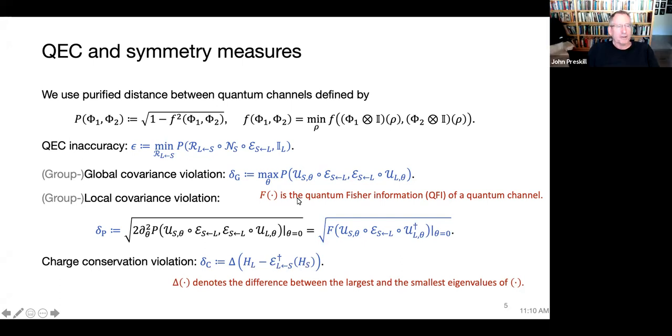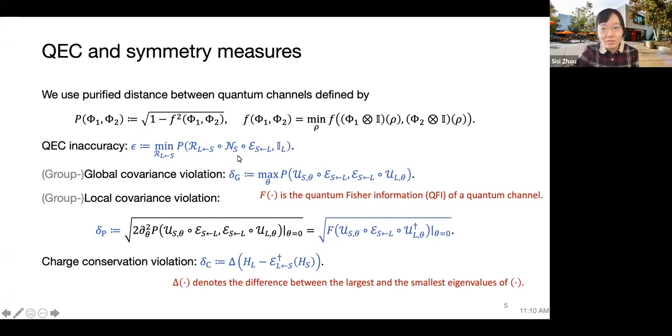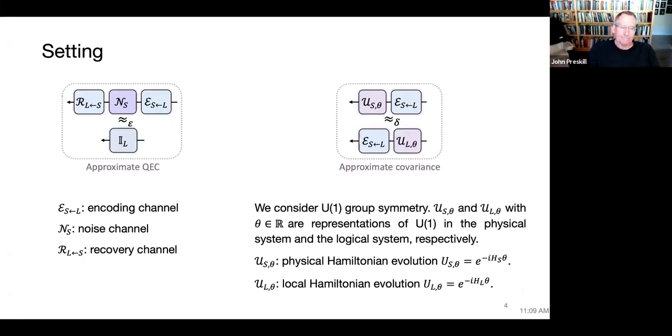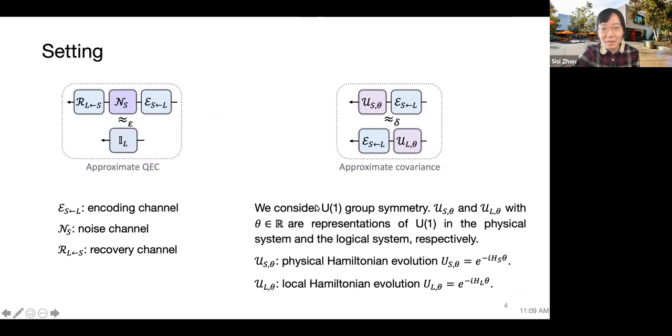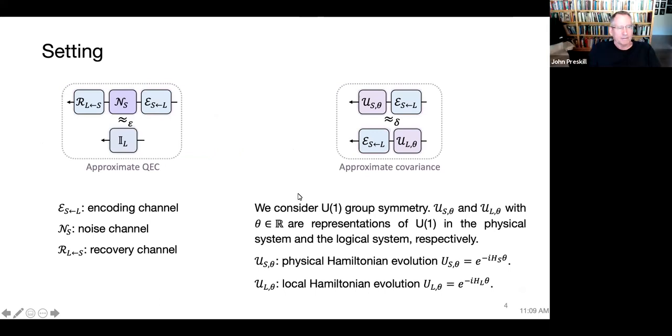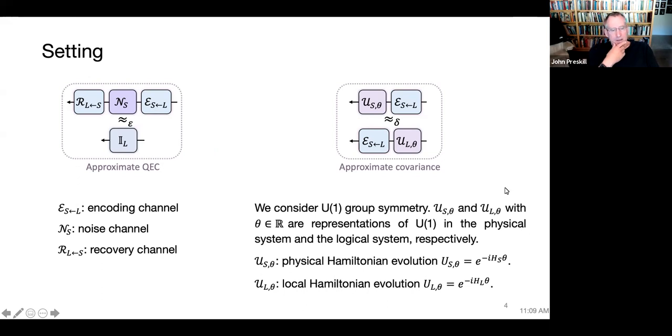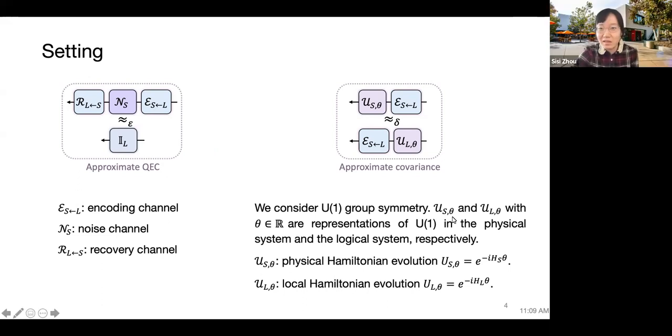Sorry, I'm already lost. How did we get to a Hamiltonian all of a sudden? Up until now, it was just channels. Oh, sure, you mean from here? Well, I just didn't know what you meant by H sub L and H sub S. What are they? Oh, yeah, they are the generators of this. Oh, okay, you're right, I missed this. Okay, generators of the logical and physical rotations. Yeah, exactly. Thank you.